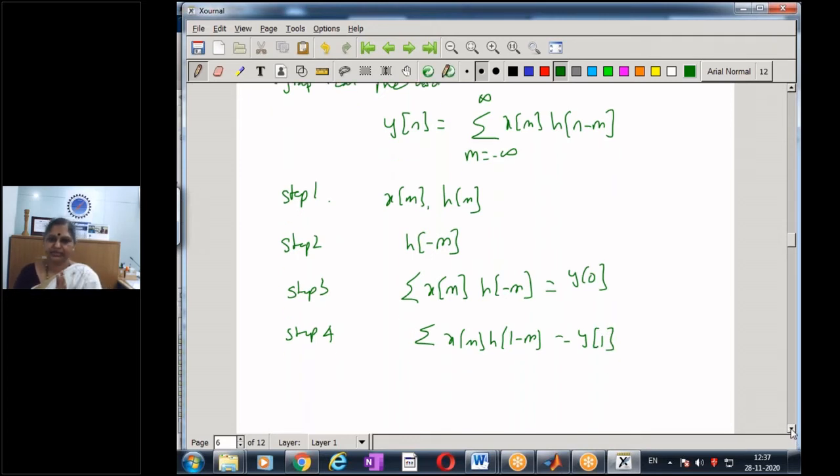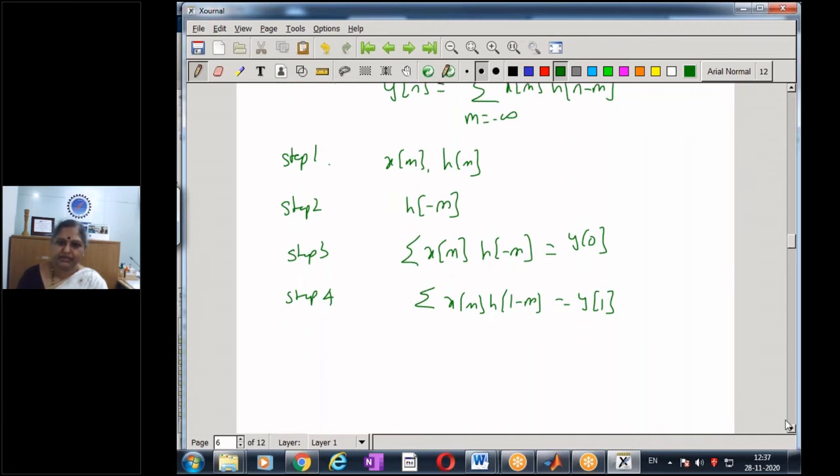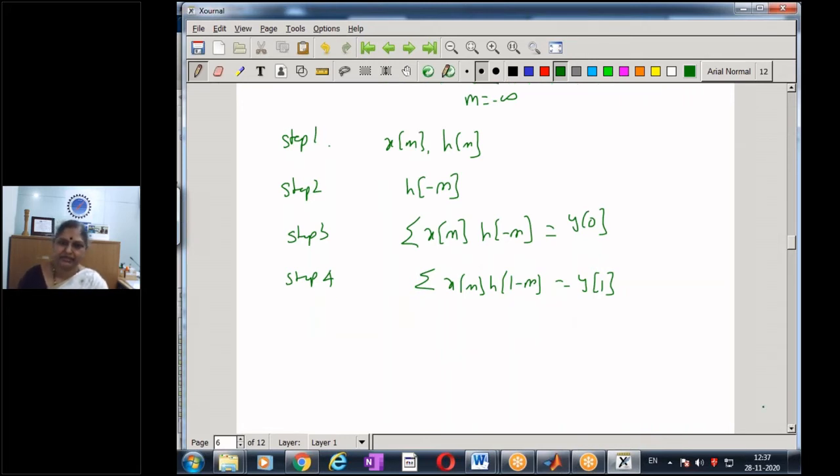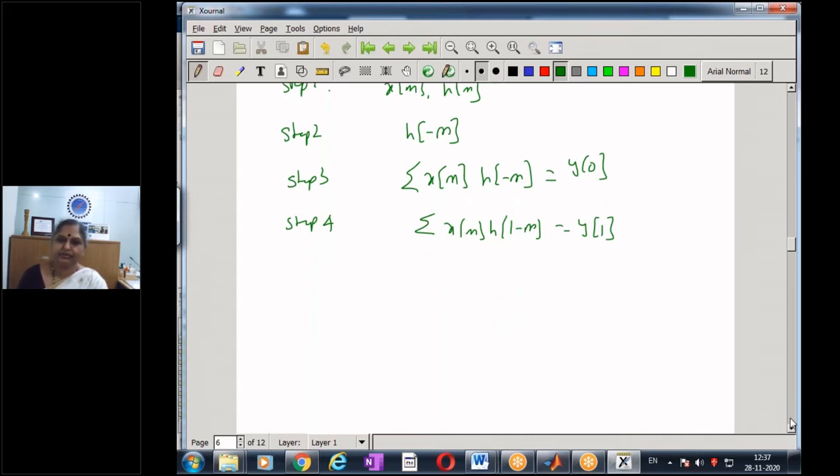So I do a right shift of h of minus m by 1, and then I evaluate the sum of the product, and I get the result. This is the graphical method of performing convolution. This way I proceed with right shifts, and similarly I do left shifts, and then we get the complete result by the graphical method. In some cases, the graphical method is easier. It's better to know different methods of computing convolution.